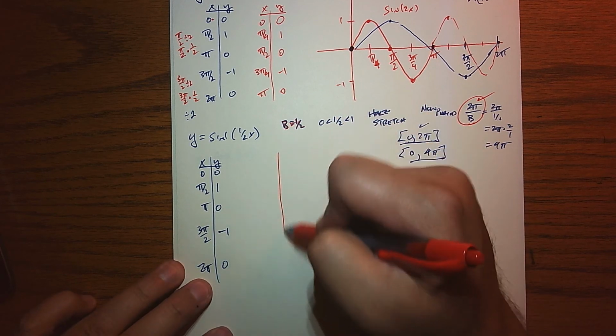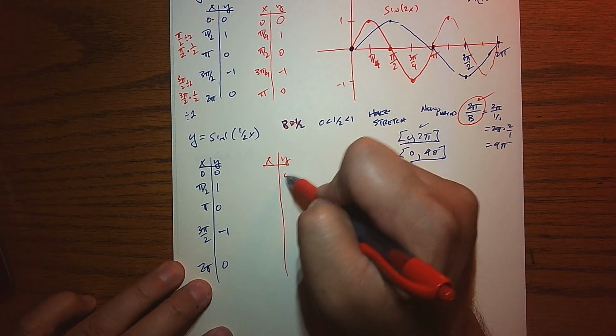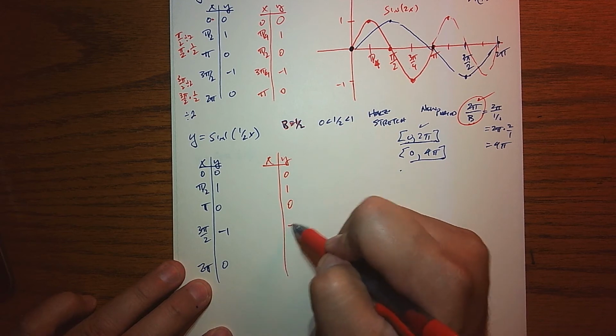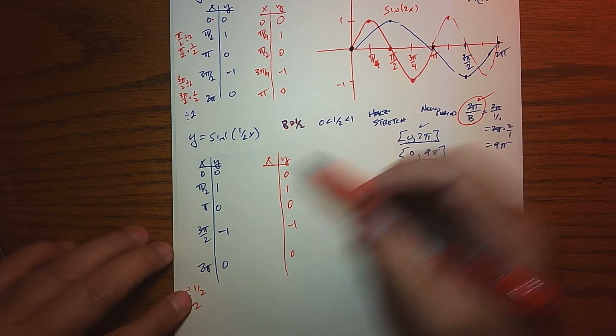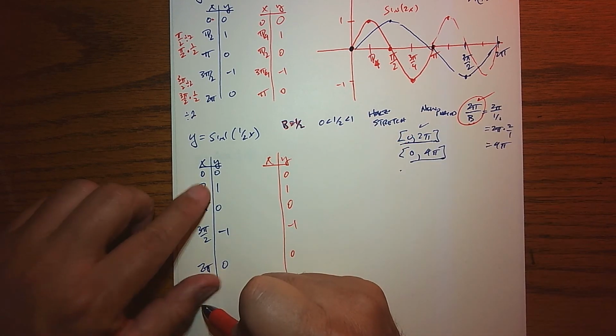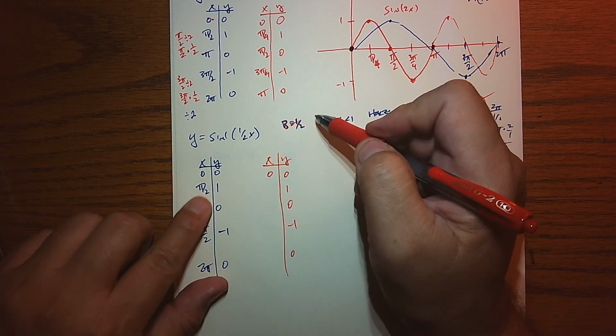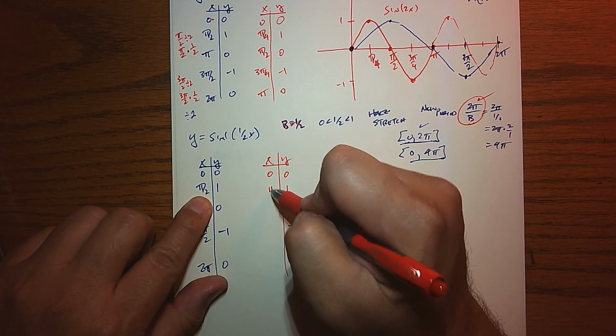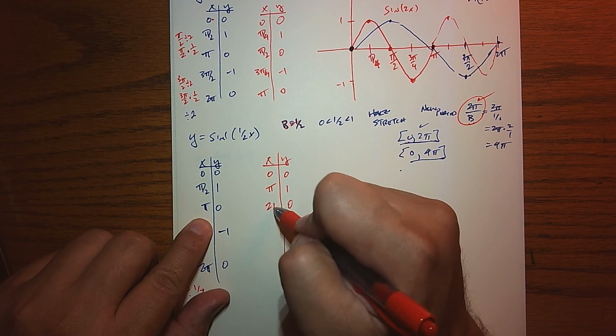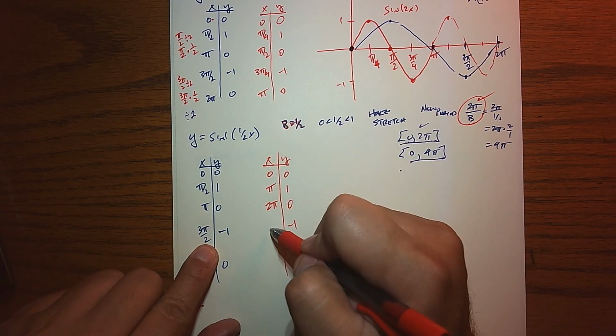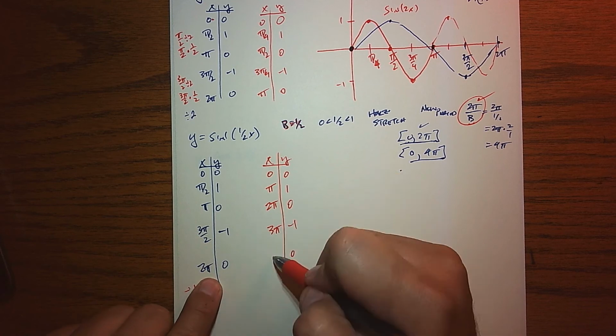And so again, in my new graph, the y values are not being impacted. This is all happening to x. And dividing by 1/2 means multiply by 2. So 0 times 2 is 0. Pi over 2 times 2 is pi. Pi times 2 is 2 pi. 3 pi over 2 times 2 is 3 pi. And 2 pi times 2 is 4 pi.